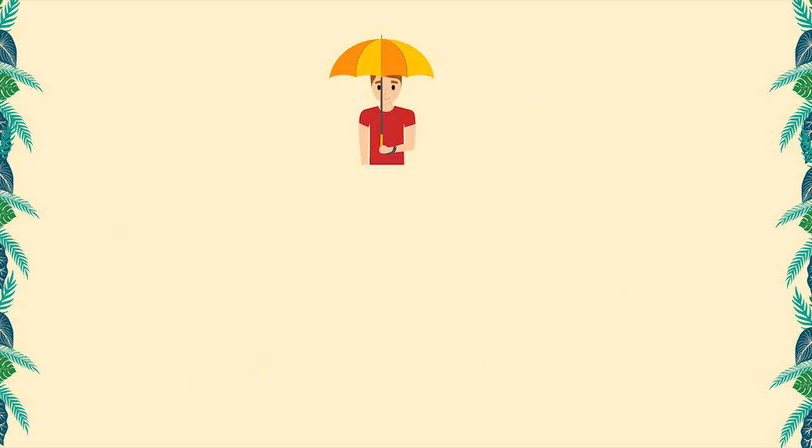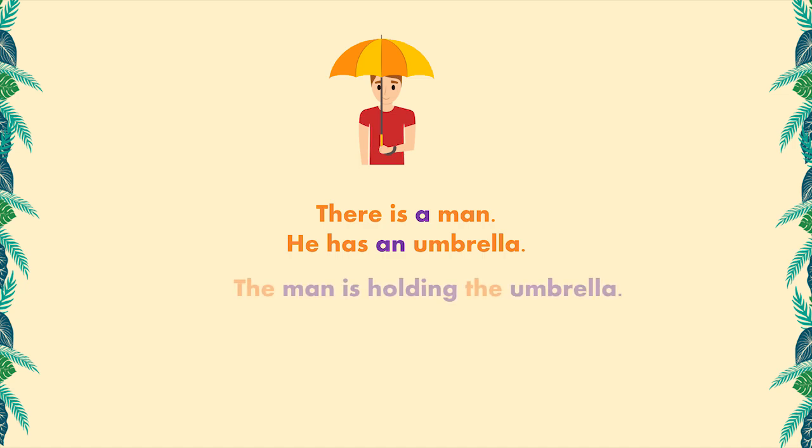Now let's see how we use the articles in sentences. There is a man. He has an umbrella. The man is holding the umbrella. Now look at the first two sentences. We have said there is a man. He has an umbrella. Here in these two sentences, we are talking about the man and the umbrella for the first time.